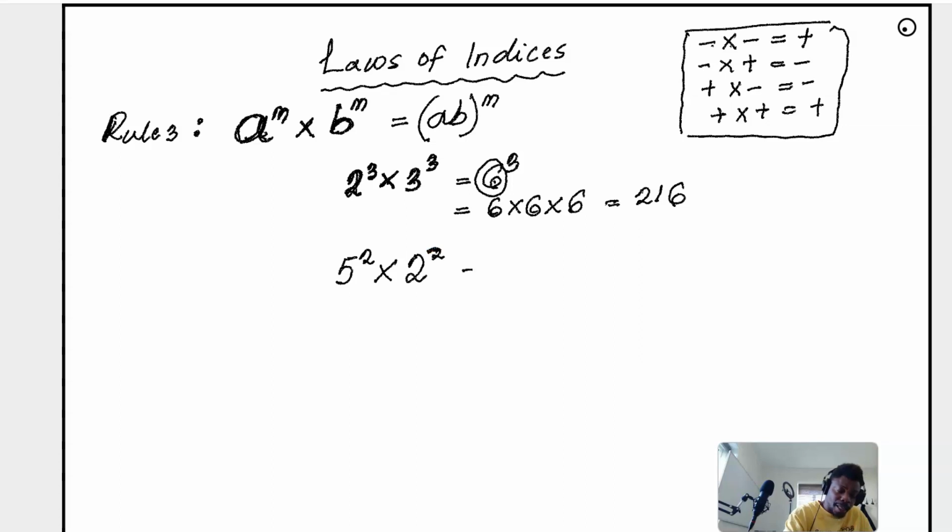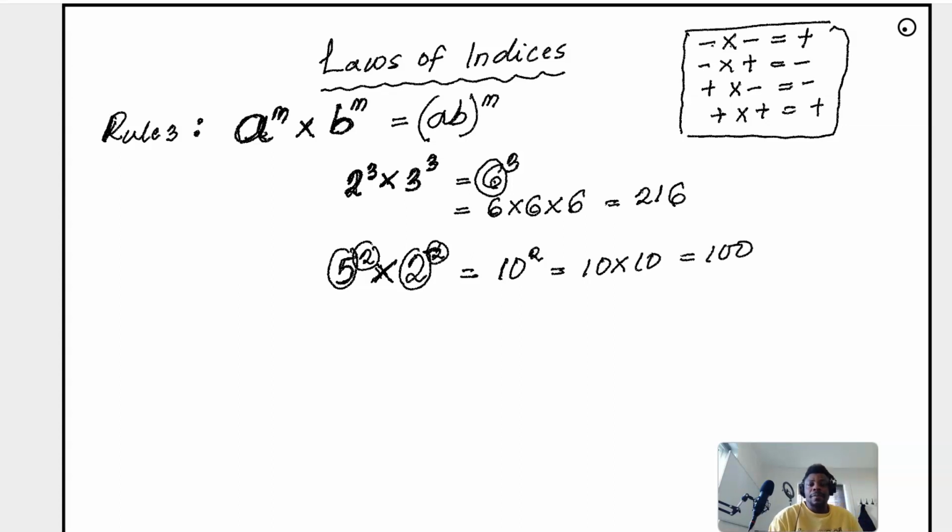Now, if I have the same thing here, 5 raised power 2 times 2 raised power 2. In this case, you see the bases are different, but the powers are the same, and I am multiplying. So that is 5 times 2, that is 10, and I will maintain one of the power. And this one means that 10 is multiplying itself 2 times, which is 100. This is the third rule of indices. Let's go to the next rule now.